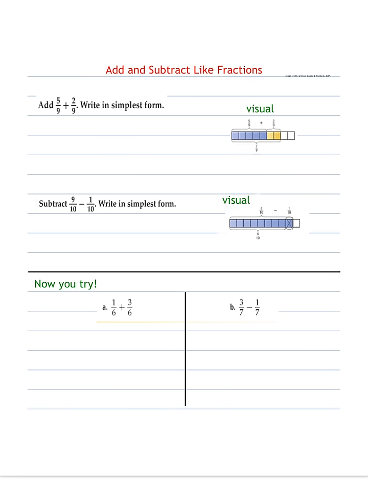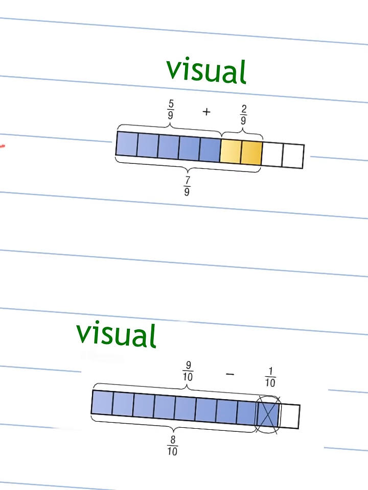Here are some examples. Add 5/9 plus 2/9, and we want to make sure that we write this in simplest form. So our rule says that we take the numerators, add them together. 5 plus 2 is 7, and we keep the denominator the same. There is a visual over here. We're taking the 5/9 plus 2/9, and we have a total of 7/9.